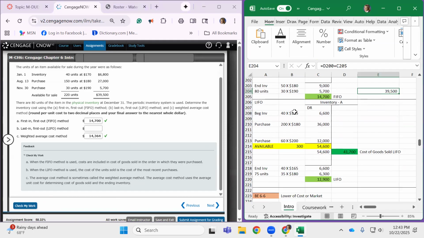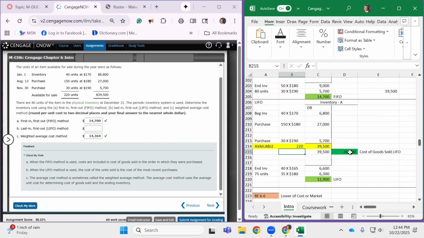Now we'll do it for LIFO. Okay, same scenario, same problem. So 40 times 170 is 6,800. 150 times 180. So you just have to look at it from each cost flow's point of view. And then 30 units at 190. So once again, 220 units. They did us a favor by doing the math for us there. Better than I did. Okay. So that's going to be 5,700. This should match what this shows. And the available is 220.